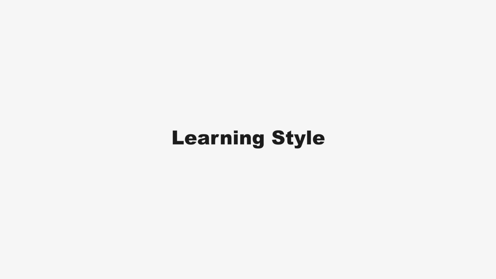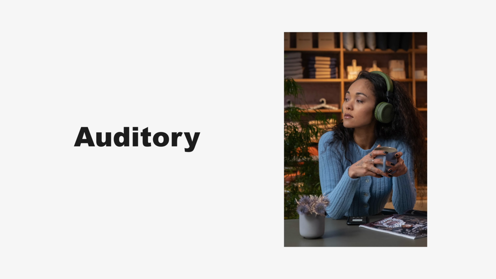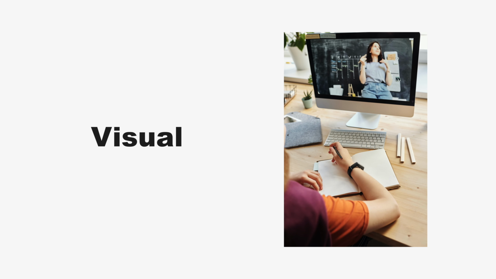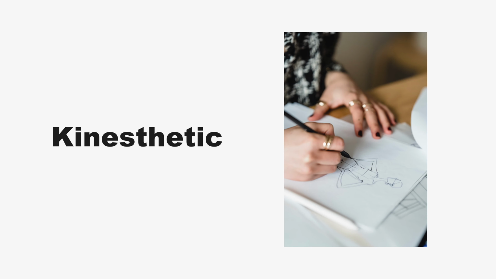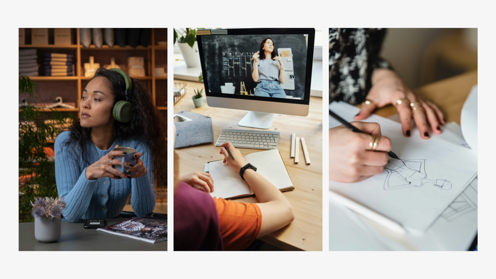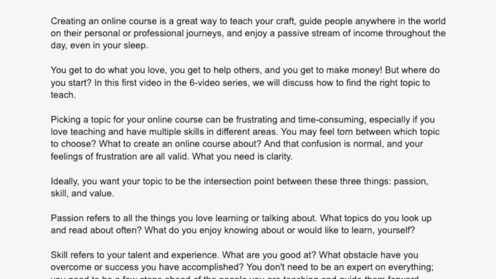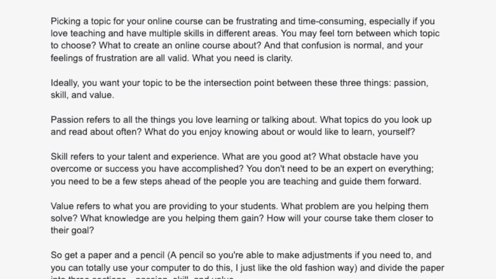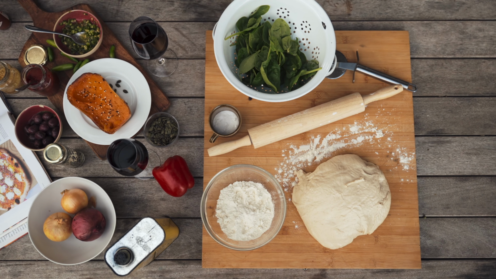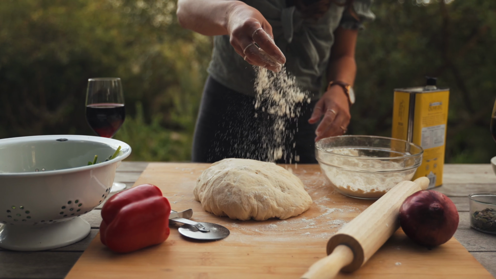Learning styles can be auditory, where the students learn best by hearing; visual, where the students learn best by seeing; kinesthetic, where the students learn best by doing, or a combination of those styles. If your student learns best by seeing, don't make your online course mainly text, slides, and voiceover. Add visual aids like videos, images, or yourself demonstrating a skill.